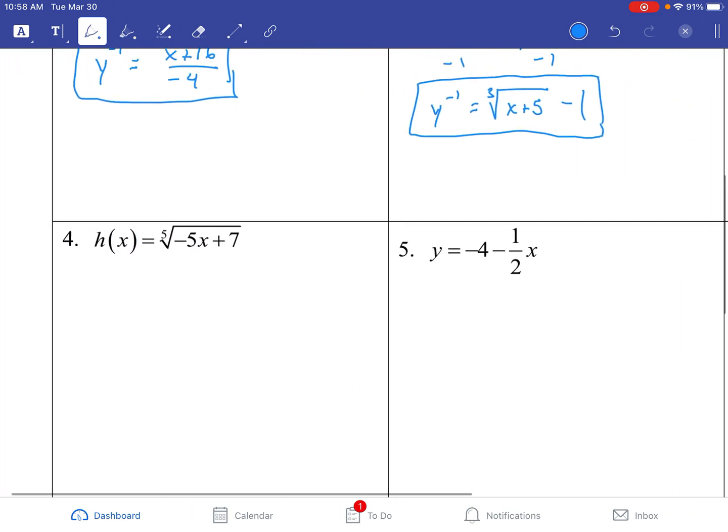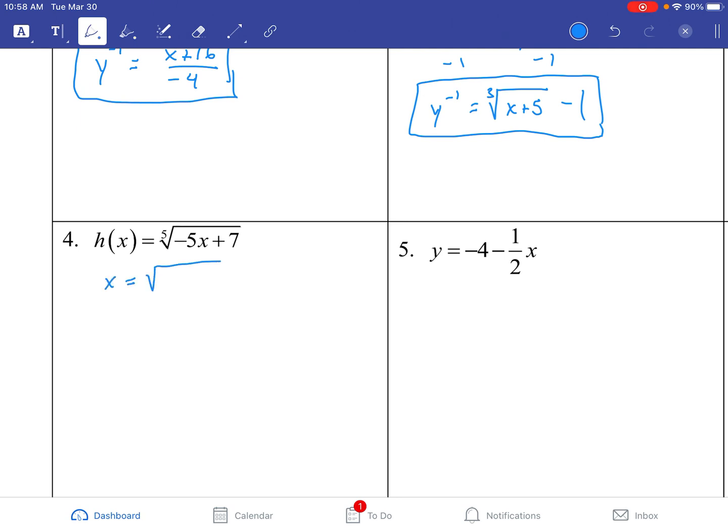If you want to see some more examples, because these can be a little bit tricky, all right, so we have h of x equals the fifth root of negative 5x plus 7. So we're going to have this say x is equal to the fifth root of negative 5y plus 7. All right, the first step in solving this for y, now that we've switched the x and y, is we're going to raise this to the fifth power. This will get rid of the fifth root.